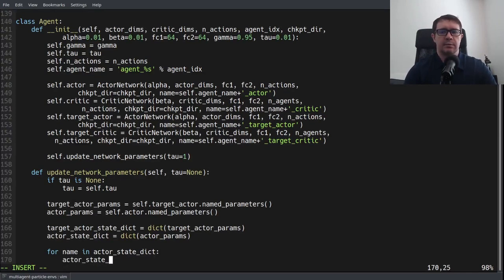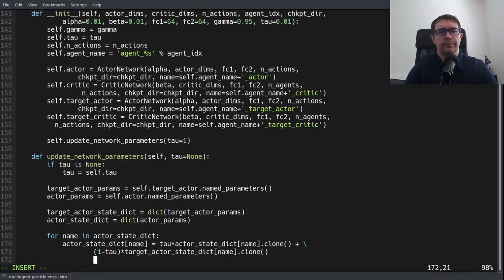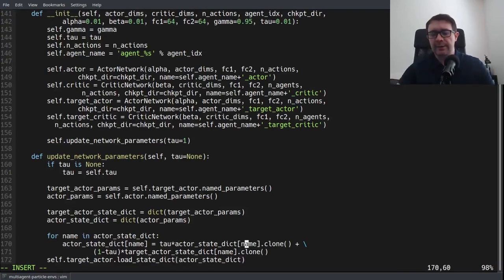Actor state dict. Tau times actor state. So name.clone plus 1 minus tau times target actor state dictionary name clone. And then we say self.target actor load state dictionary actor state dict. So what this will do is iterate over both of the actor and target actor named parameters, perform the appropriate multiplication with tau, and then sum them up, and then upload that dictionary to the target actor.